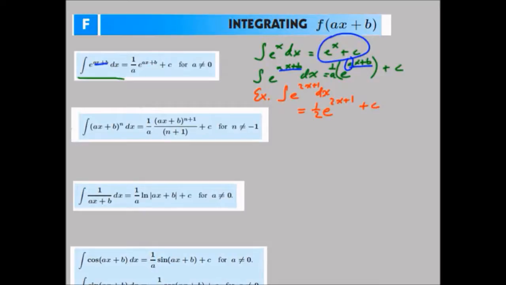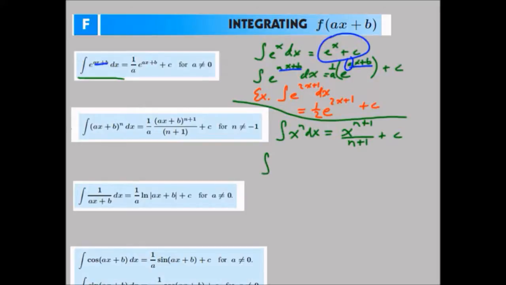Secondly, the simplified version of the second one would be the integral of x to the power of n dx. And remember, we took the power of n, added 1 to it, and then divided by that bigger exponent, and then we had our constant of integration. So we're basically going to do that exact same thing, but it's not just an x, it's an ax plus b in its place, and we're going to need to multiply by 1 over a again.